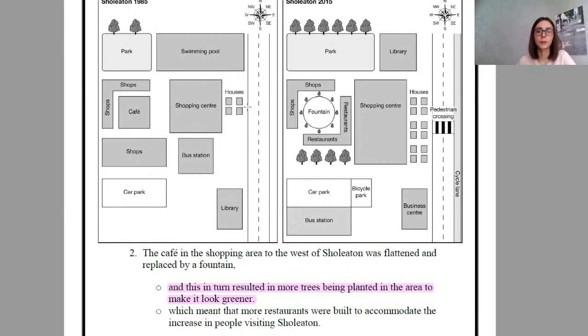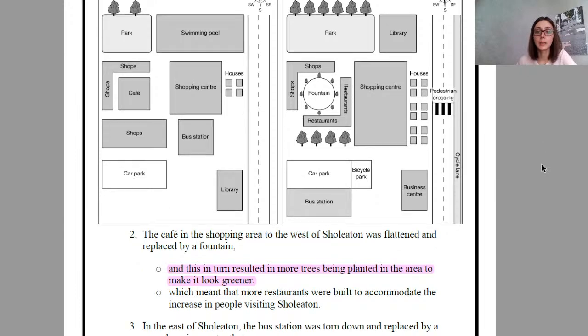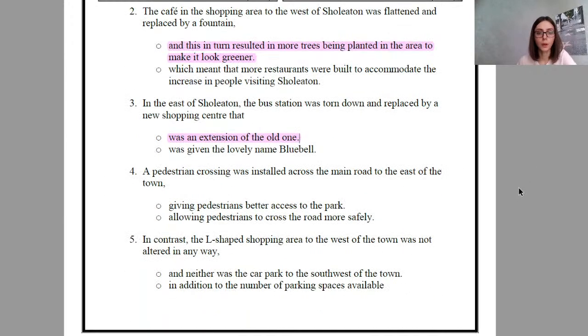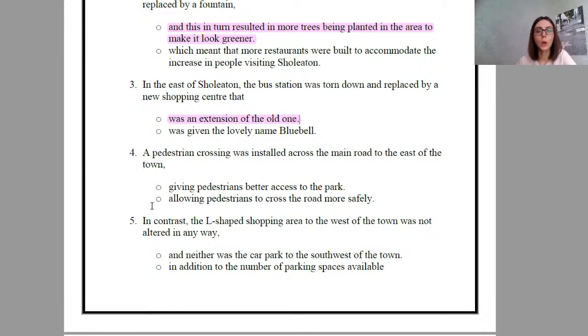Of course, if you take a look at this pedestrian crossing, yeah, of course it made it easy for a pedestrian to cross it. So I'm sure that it became safe, sorry. Yeah, but it's not the main idea why it was built. So the main idea is they wanted to allow more people to come to the park. So giving pedestrians better access to the park.